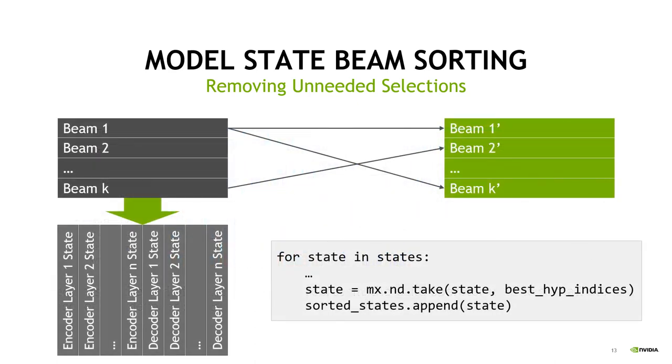Since the encoder states are exactly the same regardless of the beam, we only need to perform the take operator on the decoder states, where the state order does matter for determining the top k beams at each beam search step. Thus, by allowing the model to identify which state is an encoder state or decoder state, we can reduce the time spent in this part of beam search by a factor of 2.